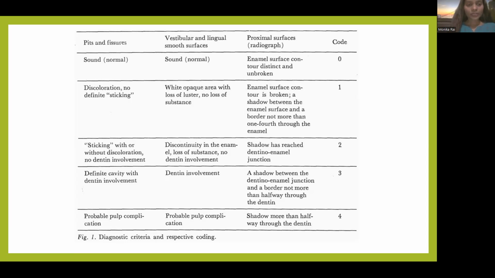2 for pit and fissure: sticking with or without discoloration, no dentin involvement is 2. Discontinuity in the enamel, loss of substance, no dentin involvement for vestibular and lingual smooth surface is 2. And for proximal surface, we have a shadow that has reached the dentino-enamel junction.